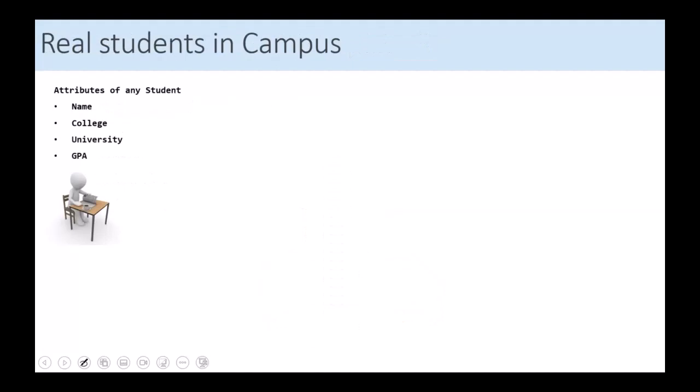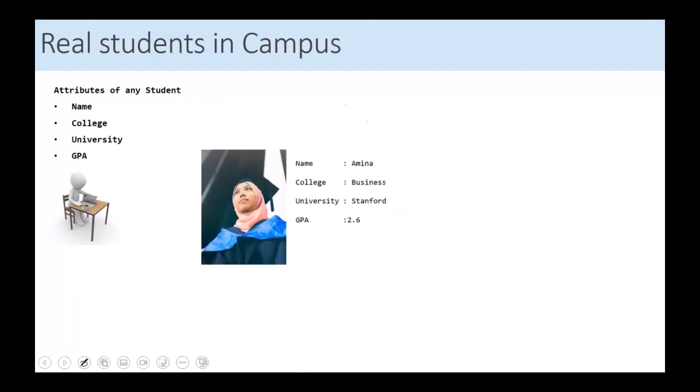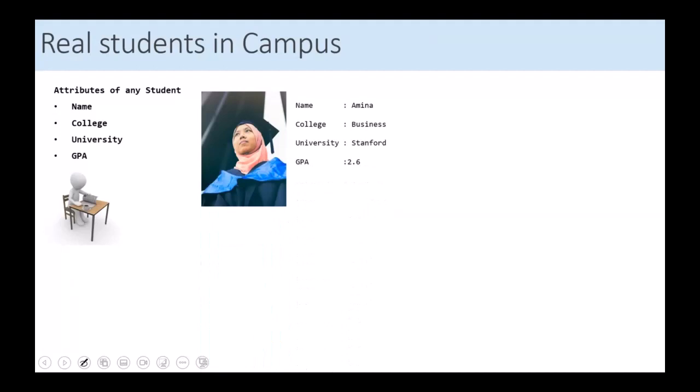What you see on the left now is what? Idea of a concept. And what's this? This is a real student that you see in universities, right? What are the attributes? Name, college. So this is Amina. She's doing business in Stanford, and her GPA is what? 2.6. Is this a real student or a? So is she an object or a class? Object. And what about this?